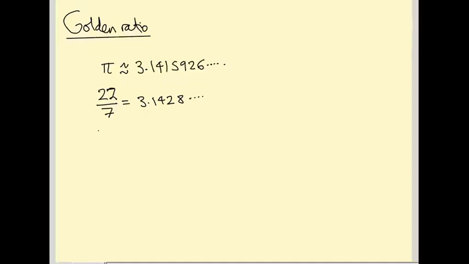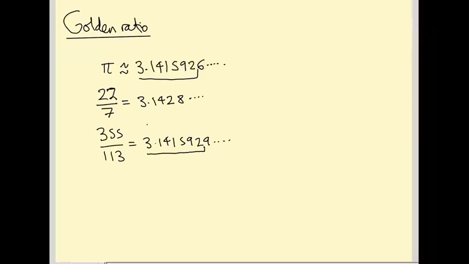It isn't until you get up to 355 over 113, which is 3.1415929, blah, blah, blah. It isn't until you get to this point that you do any better. This is even closer to pi, right? It agrees all the way up to here in the decimal expansion. So it isn't until you have this very large denominator that you can really improve on this. And as you allow the denominator to increase still further, you get better and better approximations. And so we're interested in that sequence of rational approximations.